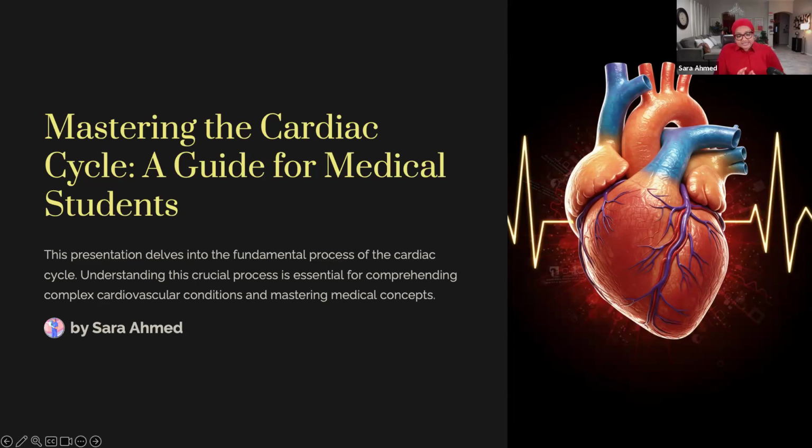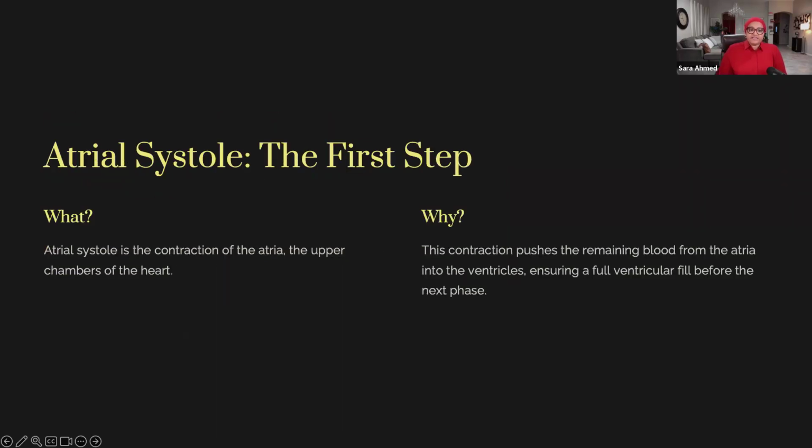So this time, let's break it down using our trusty what, why, how, when, and where framework. Okay? And we'll start talking about the cardiac cycle in phases. We'll start with the first one, which is atrial systole. So what is it? Atrial systole is the contraction of the atria.